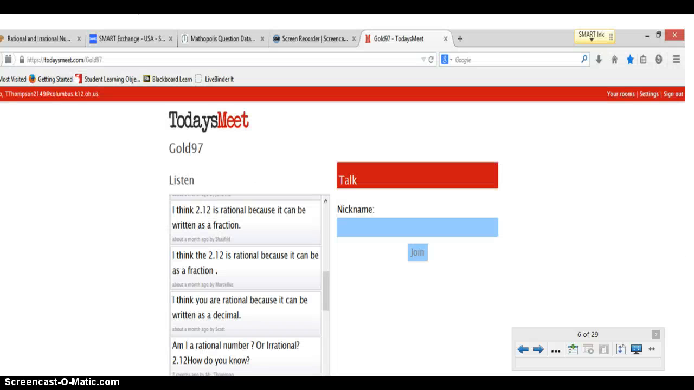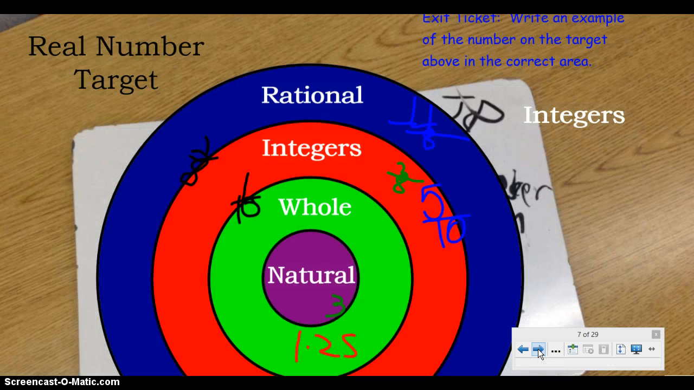Not sure why my screen is being so jumpy. Am I a rational number or irrational? And then I listed a number, 0.12, and asked the students how they know. So you'll see my name here, and then when the student signs in to respond, they type their first name here and give it the old college try by joining the conversation. Using technology within this instructional design provides the opportunity for students to interact with their learning.